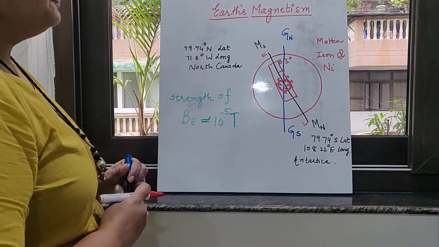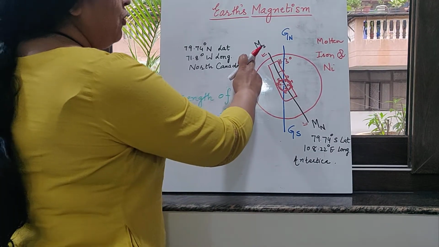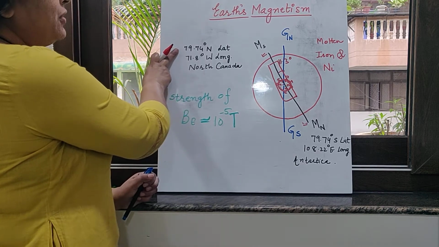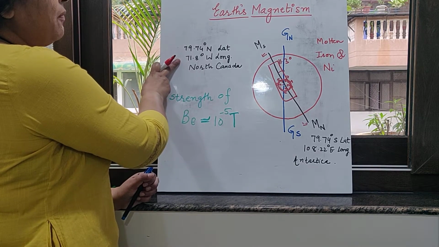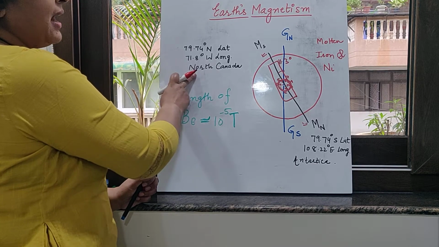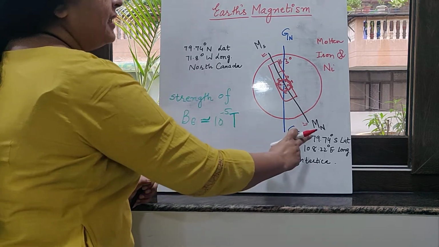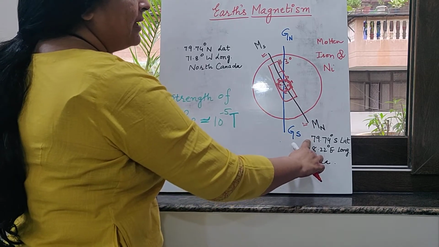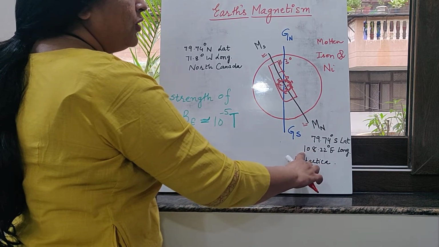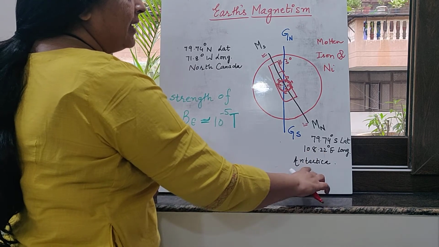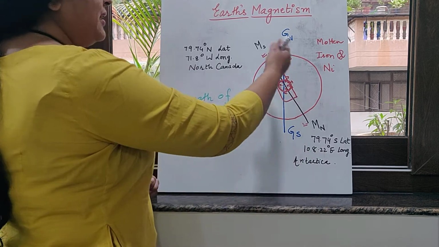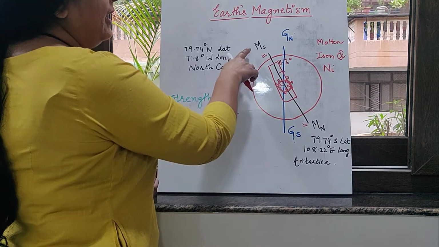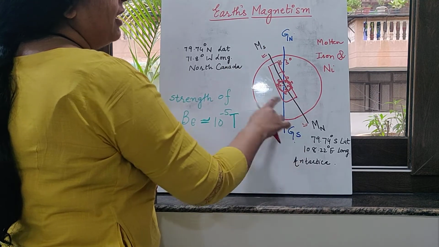Okay, so the position of magnetic south is this: 79.74 degree north latitude, 71.8 degree west longitude, and it lies in northern Canada. And the position of magnetic north is 79.74 degrees south latitude, 108.22 degree east longitude, and it lies in Antarctica. So this is how we can represent the geographic north and south axis of the Earth and the magnetic south and north axis of the Earth.